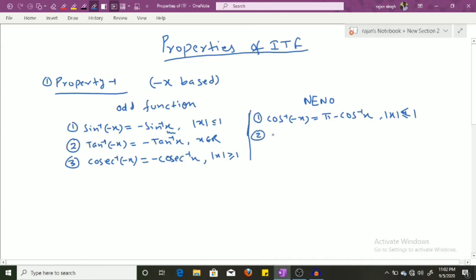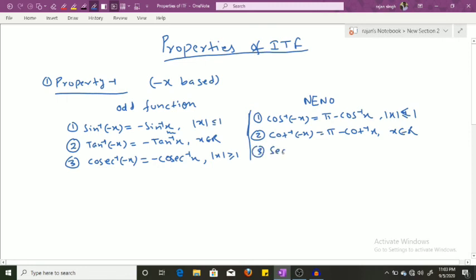Then next we have cot inverse x. Cot inverse of minus x is pi minus cot inverse x. And mod x? There is no mod x, basically x belongs to R. For tan inverse and cot inverse, x belongs to all real numbers.